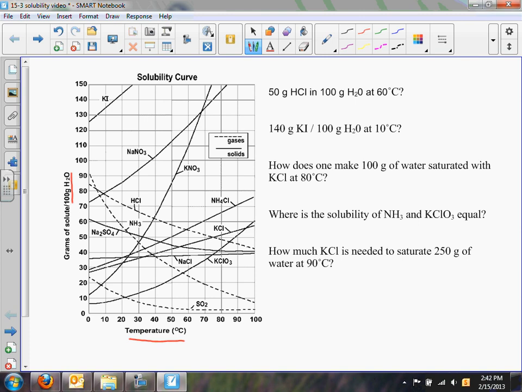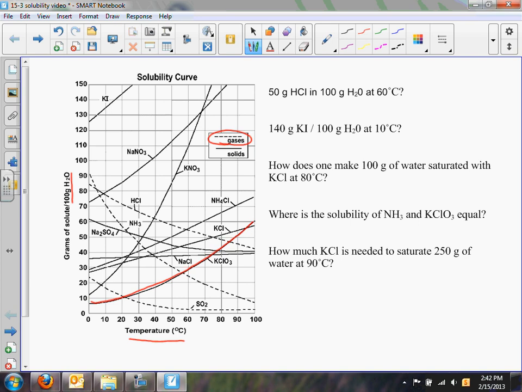If I look at KClO3, it starts down here. If you heat it up, follow this little curve, and it just increases the solubility. So all your solid lines are solids. The dashed lines are gases. And what you notice about them is the solubility of gases actually decreases as you increase the temperature. So we can use a chart like this to answer questions about saturation, how soluble things are, and such.